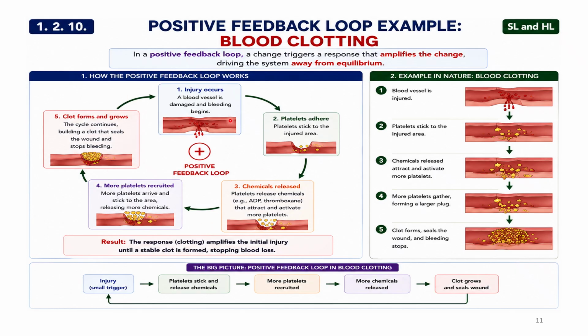The positive feedback loop continues only until the wound is sealed, after which normal regulatory mechanisms terminate the process. Similar positive feedback occurs during childbirth, where the hormone oxytocin strengthens uterine contractions and stronger contractions stimulate the release of even more oxytocin until delivery is complete. This example demonstrates that positive feedback is essential when a rapid and decisive biological response is required.